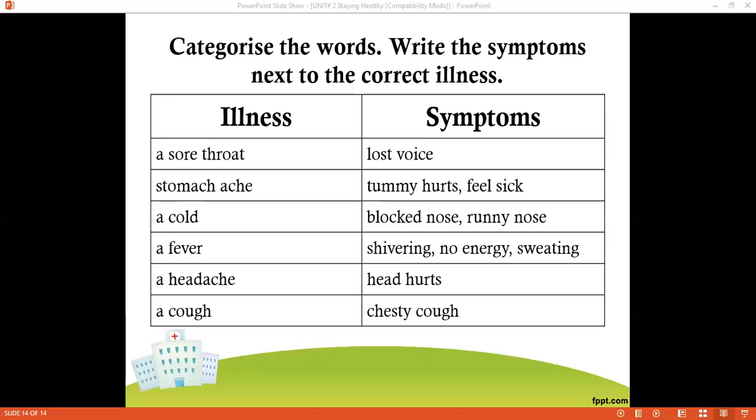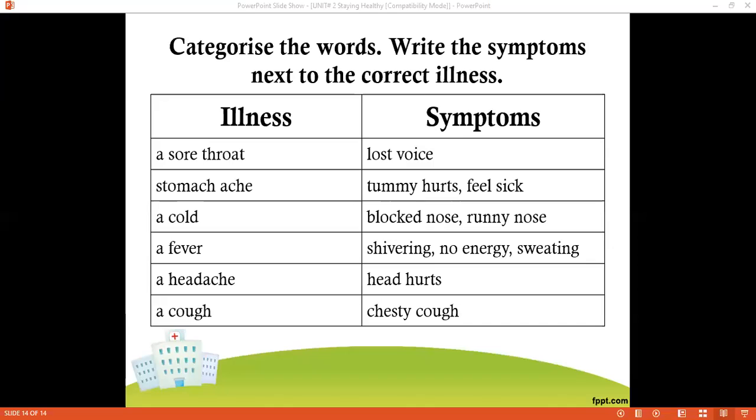That was categorizing the words according to their illness and their symptoms. If you have done so, can we have a look at the answers? Are you ready to check your work?